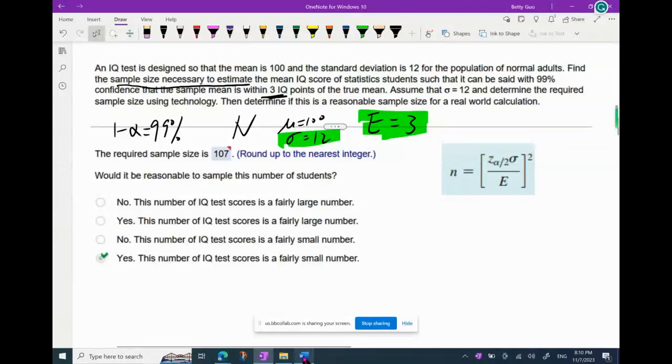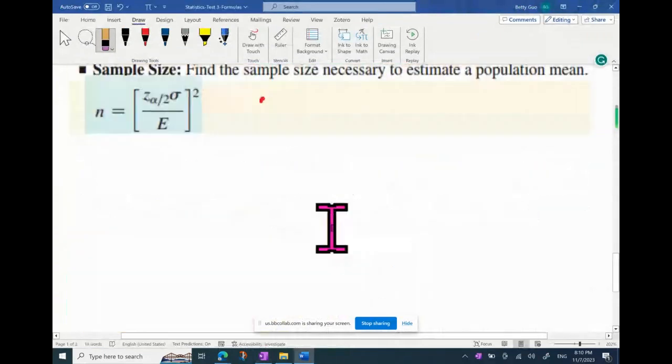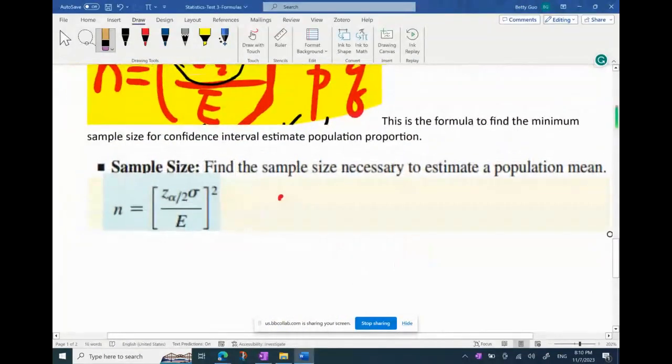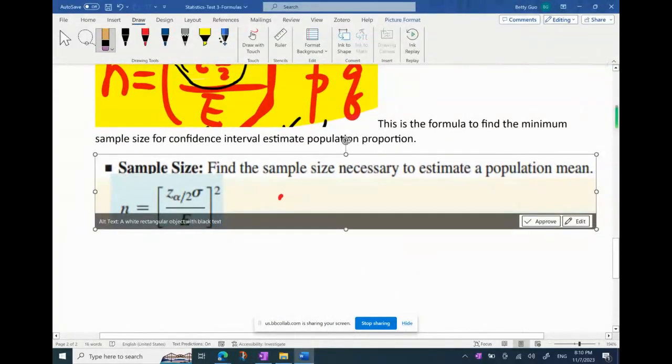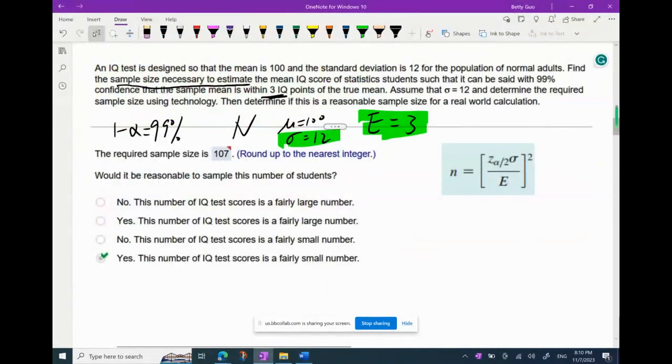The formula is included in the formula sheet. I just did that earlier, right? Find the sample size necessary to estimate the population mean is right here, the last one. Okay, let's see how we use this formula to find the minimum sample size enough for us to apply the confidence interval estimate. Let's plug in.